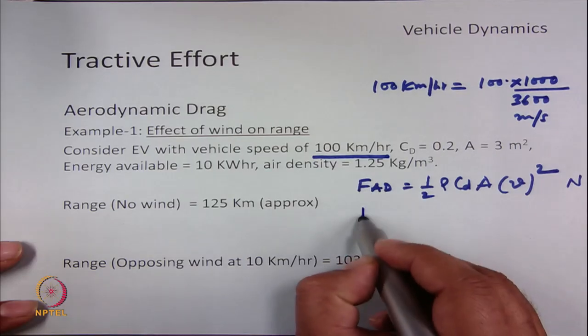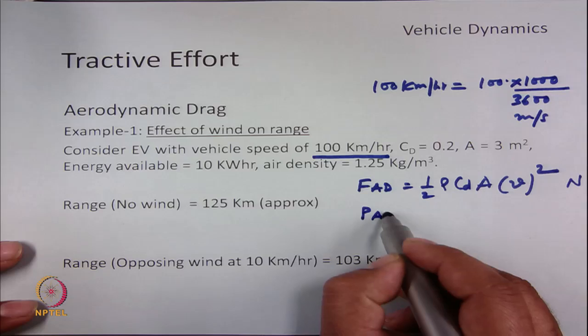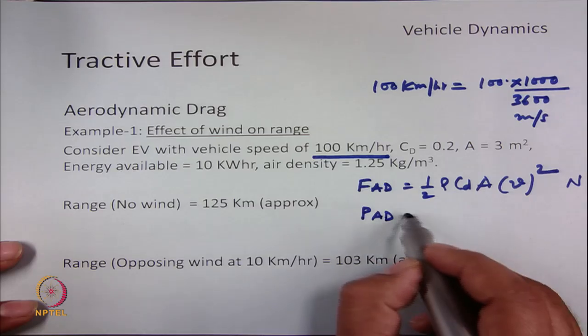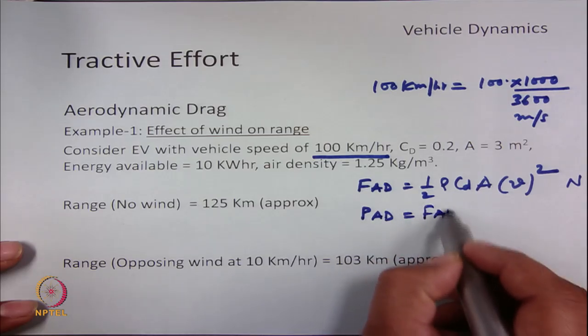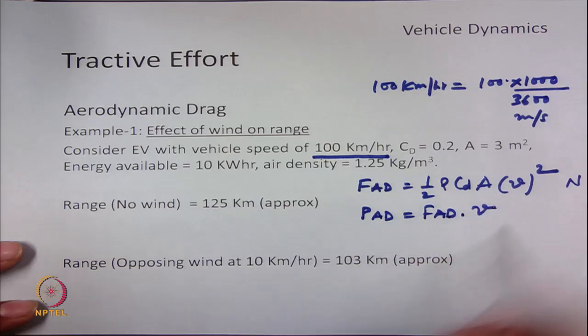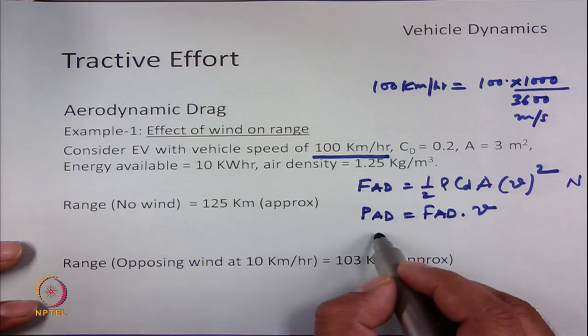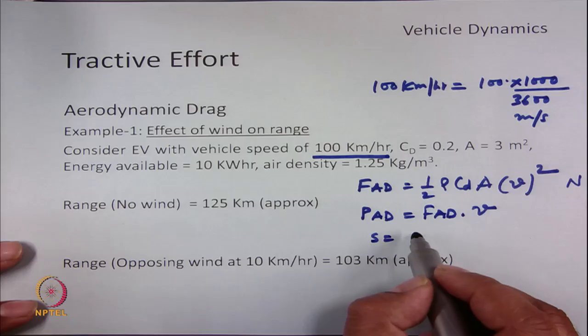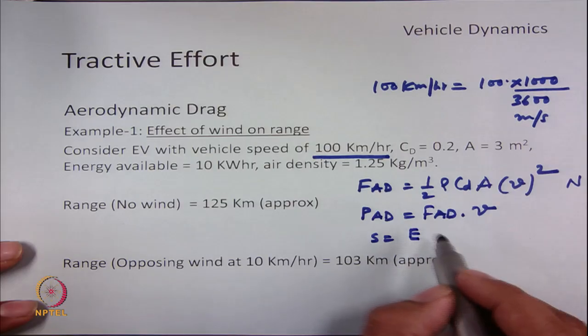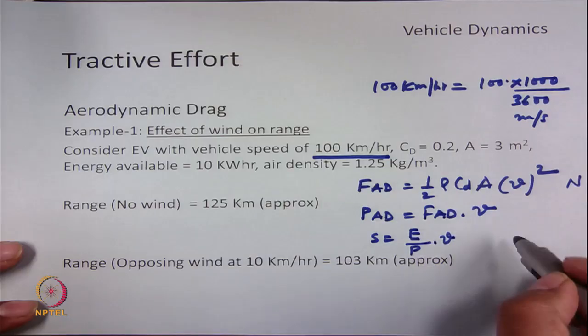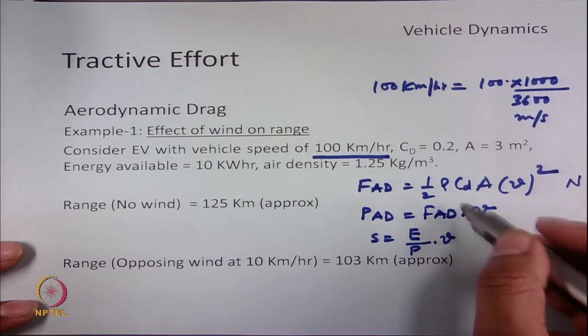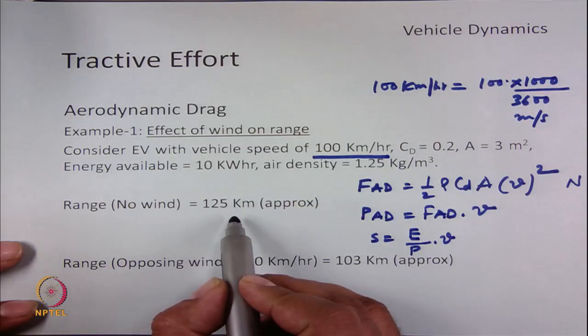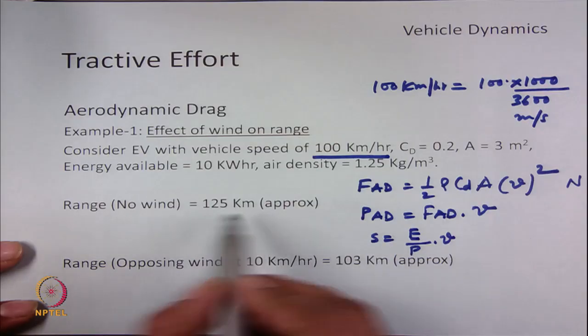Thereafter, we have to calculate the power due to aerodynamic drag, which is F_AD into velocity. Then we can calculate the range as energy by power into velocity. So, this equation has given the range of 125 kilometers for no wind.